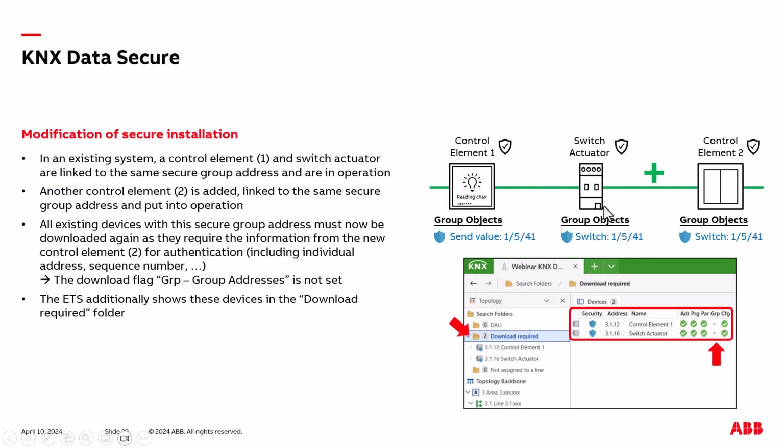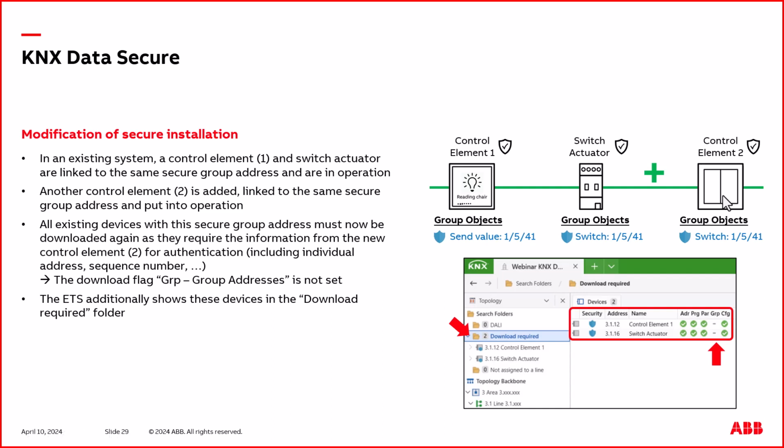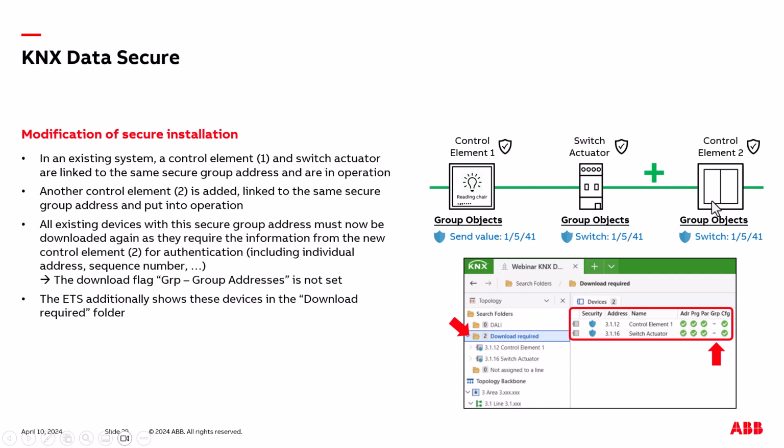So, some days later, the system integrator comes again and adds another control element in the ETS project, adds it from the catalog, does the parameter settings, and links the same secure group address to control element number 2. Okay, then he makes the download of the individual address and downloads the ETS application. But here in Data Secure, it will not work. Why? Because the actuator and the other devices must now know, oh, there is a new control element and we have to trust this new device.